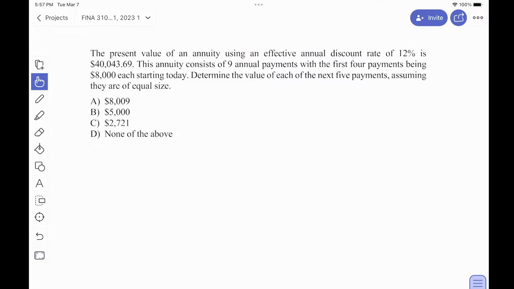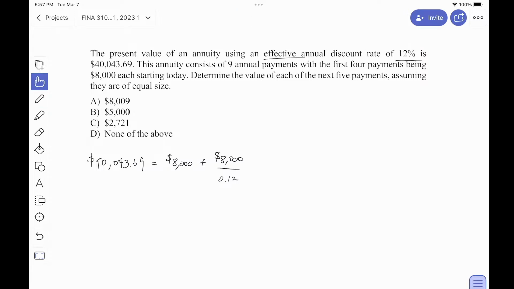Okay, time's up. Pick one. Lucky guess. Let's see. So this is how I look at this problem. We have the value of the annuity is 40,000. And this is made up of an annuity due that's written like this. Annuity due, remember? Payments are annual, so the rate is annual. The word effective tells you it's how you want it.